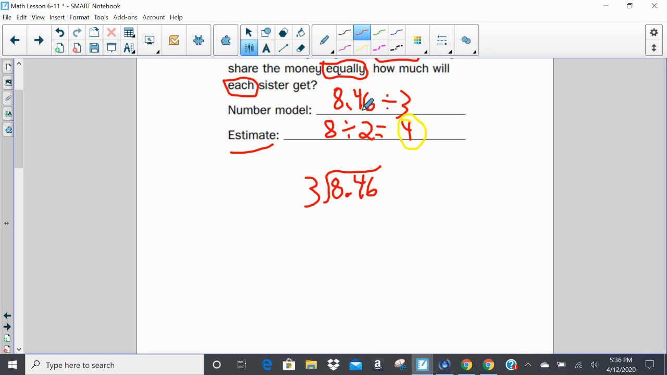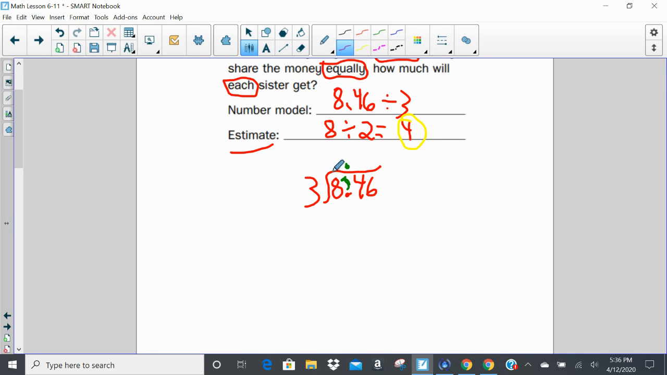Now, here's the most important step when we are dividing decimals. We have to get that decimal in the right spot. If I'm dividing by a whole number, I just have to bring that decimal straight up. That's an arrow. Straight up into my quotient. So the decimal is going to go right there. Now all I have to do is simply divide.